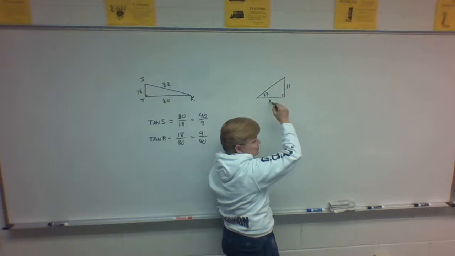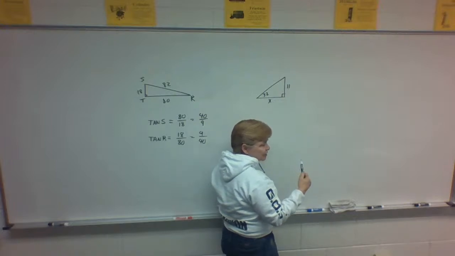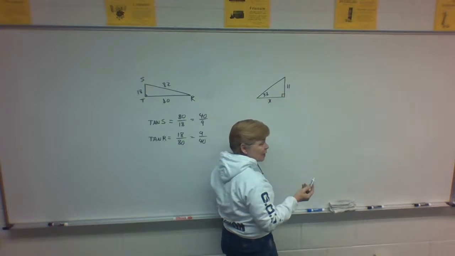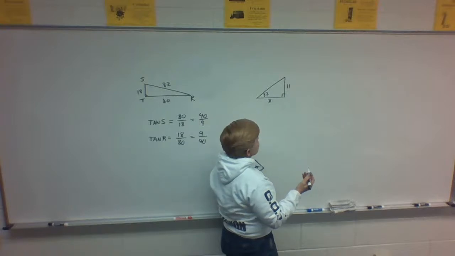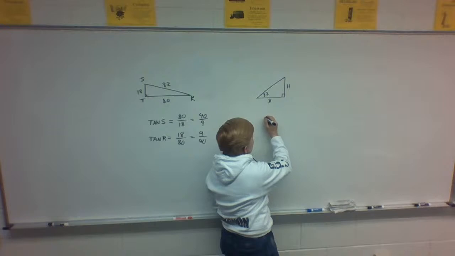Opposite. What is this? Adjacent. Which trig function involves opposite and adjacent? Tangent. There's no hypotenuse involved, so sine and cosine are out. Okay, so out of the three, we choose tangent, and then we write down just exactly what we see.